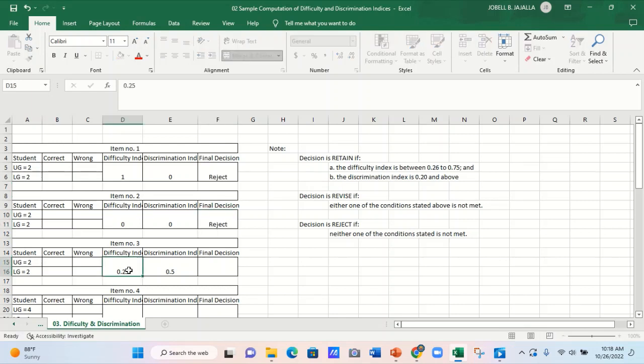Now, check to dire. 0.25 plus, wala siya kaabot sa minimum nato na 0.26. So, ang first condition, wala na siya na meet sa item number 3. Sa discrimination index, since ang 0.5 na meet niya ang minimum nga 0.2, therefore, na-fulfill ang second condition. Pag naay isa sa duha ka conditions ang na-meet, pasabot lang ana is revision.